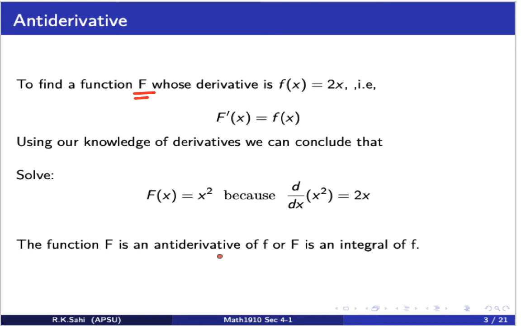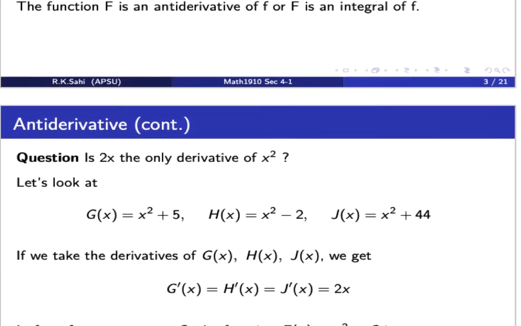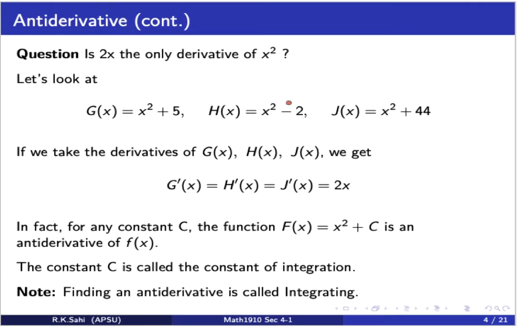Now the next question which comes up is, is 2x the only derivative of x squared? Once again, is 2x the only derivative of x squared? Let's look at some other functions. Let's take capital G of x, which is x squared plus 5. If I take the derivative, g prime of x, what do we get? We get 2x.